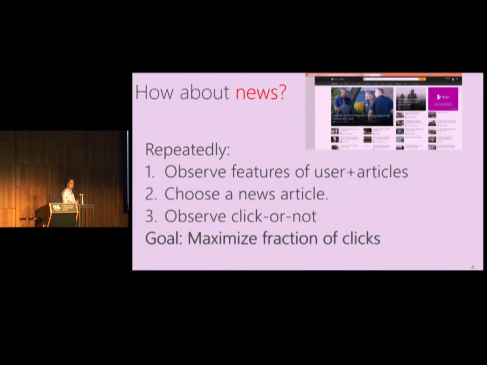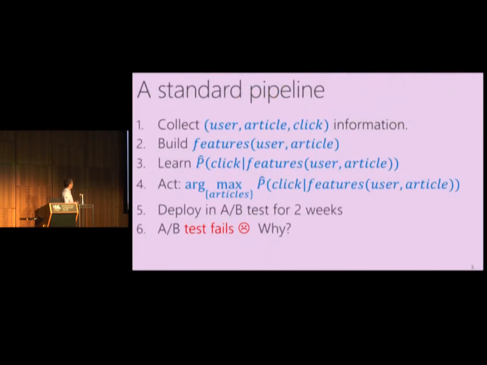It's a small adaptation from supervised learning because we could take the click or not and say, oh, that's a label. So let's think about how we would try to solve this as a supervised learning approach. We would collect a bunch of information: this user visited the website, they saw this article, and then they clicked or did not click on each of the individual articles. And then we would offline build some features of the user and the article. We'd build some predictor of the probability of click given the features of the user and the article.